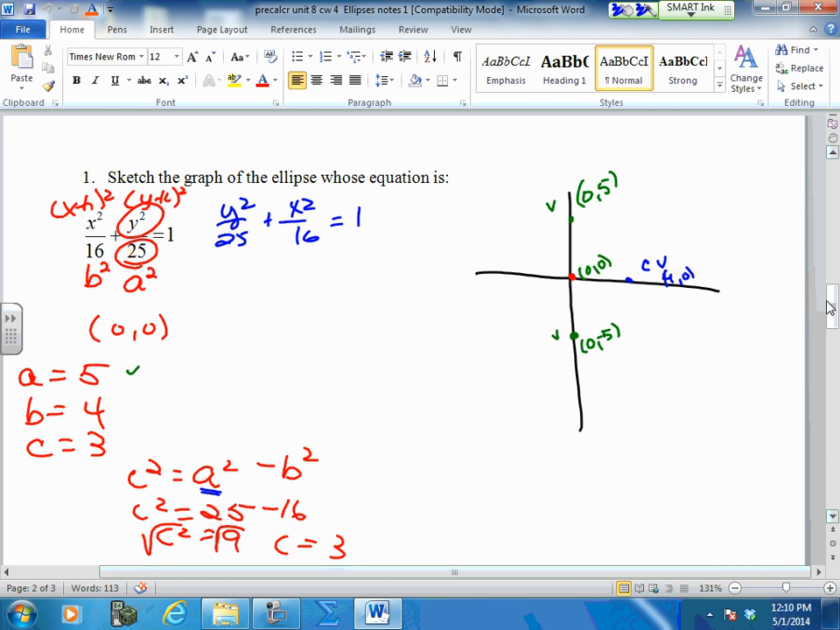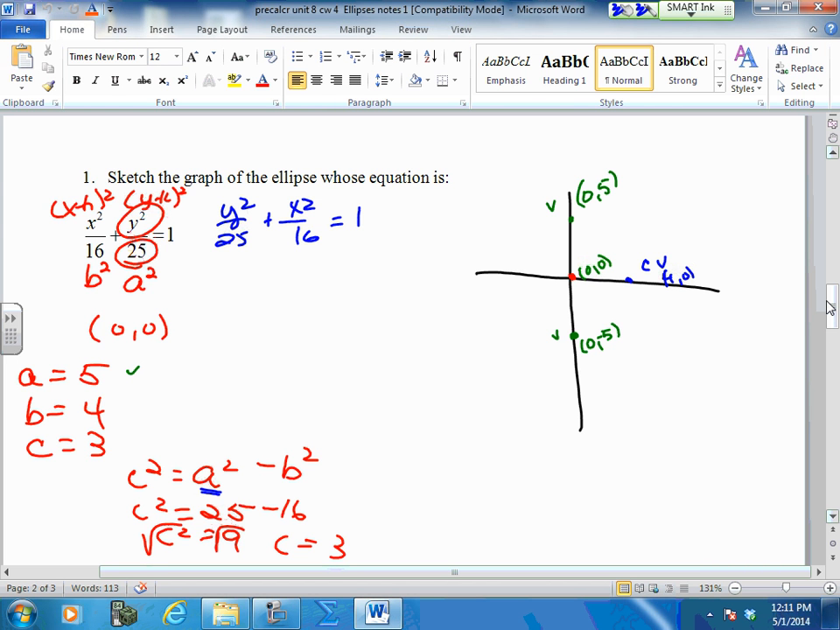Okay. In the next problem, we're going to switch it up. You said that you can do 5 and 4. I did it, and I got 1. You got 3. I got 1 when I did 5 and 4. Oh, 5 squared. Okay. That's why you could either do the 5 squared or come up here where it's squared already. I thought the 0, 5, and the 0, negative 5 was the focus. Nope, those are the vertex. A is the distance from the center to the vertex.